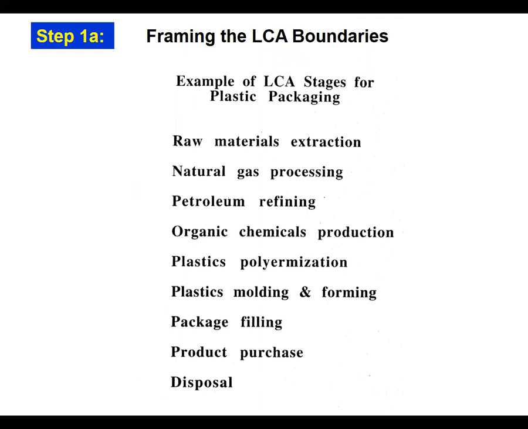So for any one material, for example, generically for plastic material, there are multiple steps from raw extraction, natural gas processing, which is a processing of the materials that go into it, the petroleum refinery, again, more materials going into plastics, then from that, the organic chemicals productions, the polymerization that is creating the material, molding and forming the plastic, package filling, package purchase, product purchase and disposal. As you can see, these are all steps, and we basically had to understand each of these steps in order to understand what the inputs were and then what the outputs were post control technology.